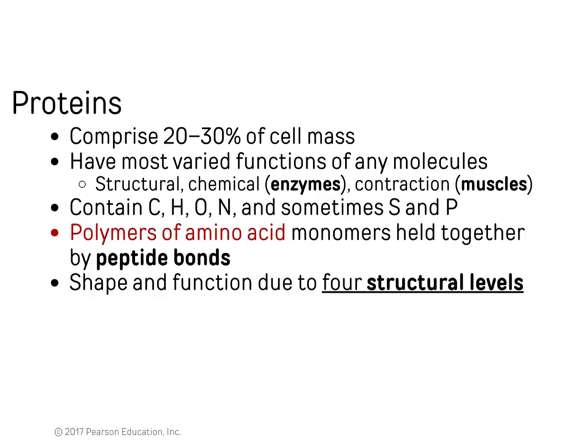And what do proteins do? Well, they have both structural and functional components to the body. They comprise 20 to 30% of cell mass and contain carbon in combination with hydrogen, oxygen, and nitrogen. You may even find sulfur and phosphorus in proteins. They are going to be polymers of amino acids, so they're essentially big molecules made up of repeating units of amino acids held together by peptide bonds, and they actually have 4 structural levels. Some examples of functions for proteins are providing structure to cells, but also acting as enzymes to speed up chemical reactions or allowing for movement like contraction in muscles.